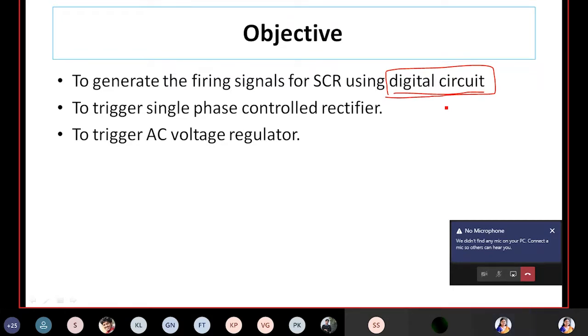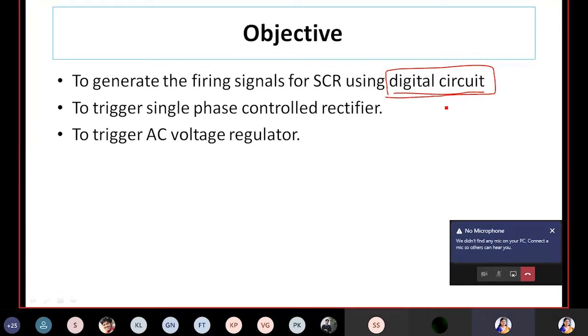Shreyas, what do you mean by digital circuits? Using digital circuit gates.